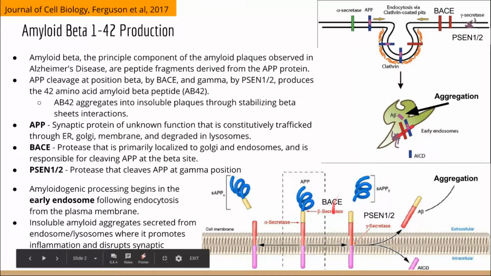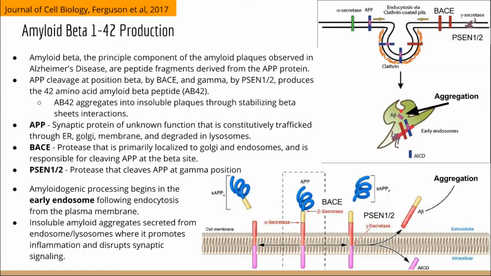Well, it turns out the processing enzymes BACE and presenilin 1 are primarily localized to endosomes, the Golgi, and the lysosomes. And so it's theorized that the initial amyloid production process begins in the early endosome following endocytosis from the plasma membrane. In this top right figure, we see the aggregation of amyloid beta following endocytosis. Since the protein can form stable beta sheets, it actually resists degradation in these very hostile high pH or low pH environments of the endosomes and the lysosomes.